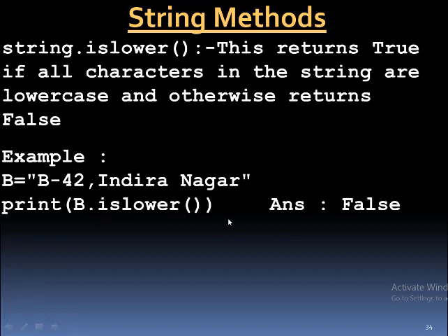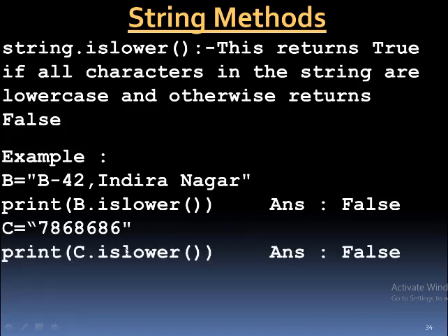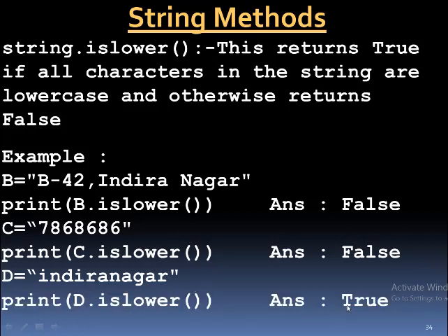For example, if this is the string, isLower will return false because there are other characters. Even non-alphabetic characters are there, and uppercase. So it will return false. This one will also return false because it does not consist of lowercase alphabets.